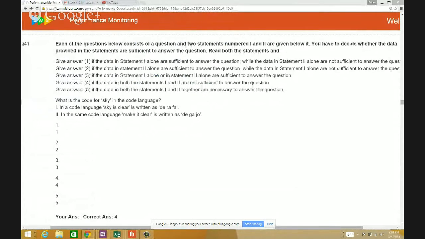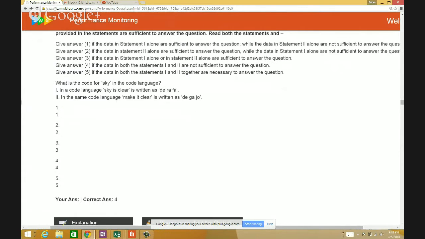What is the code for sky? Now I see sky here, but I see other words with sky. So I'll say the first one cannot answer. Make it clear, doesn't matter. Now I'll combine both. I have clear in both, so I can get clear's code. If I had sky in both, I would have got sky's code, but I don't have it in both, so the answer is cannot be determined. You cannot find out the code for sky, okay?